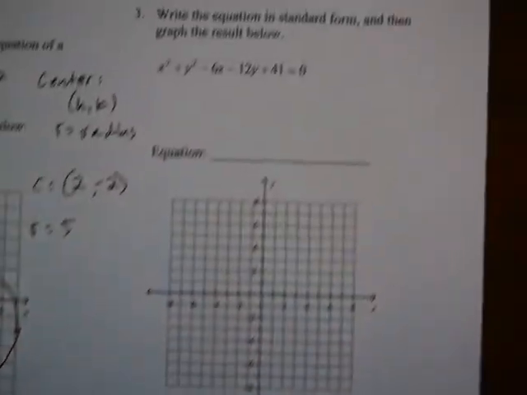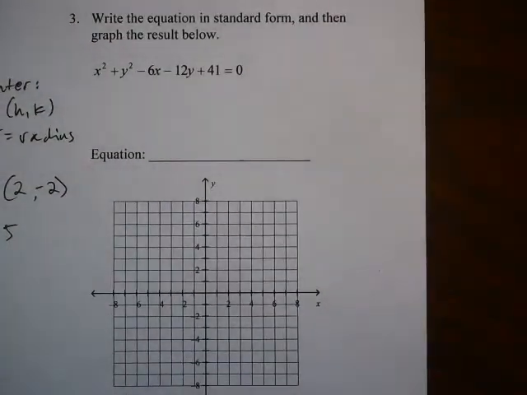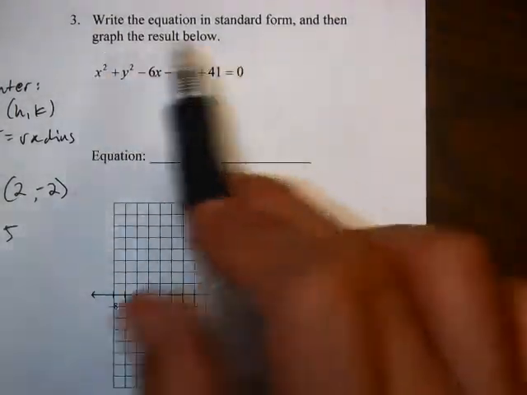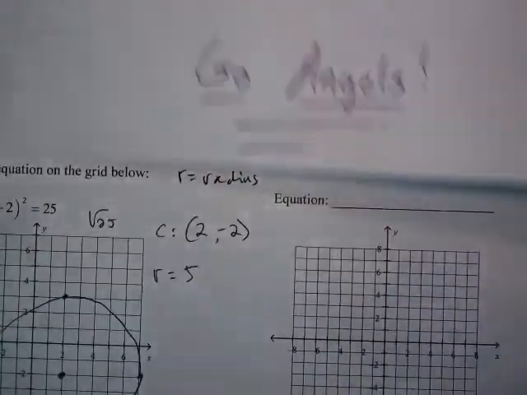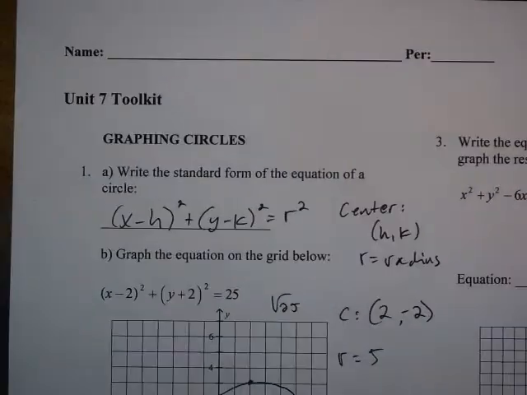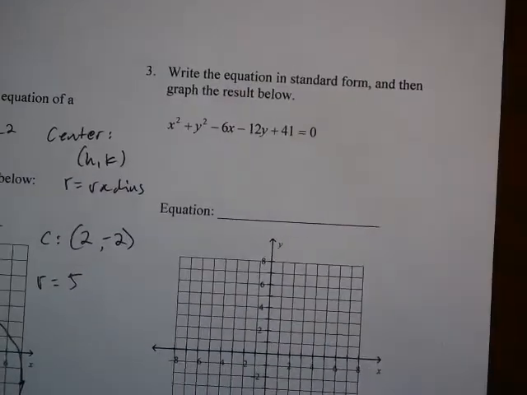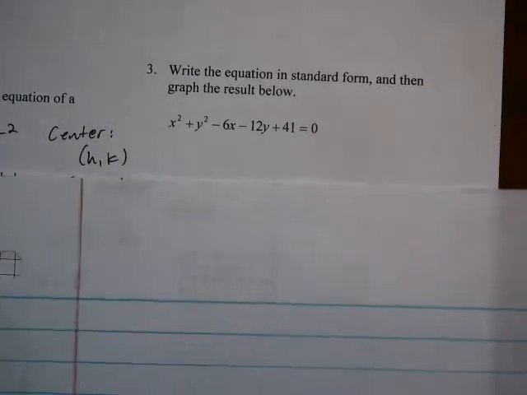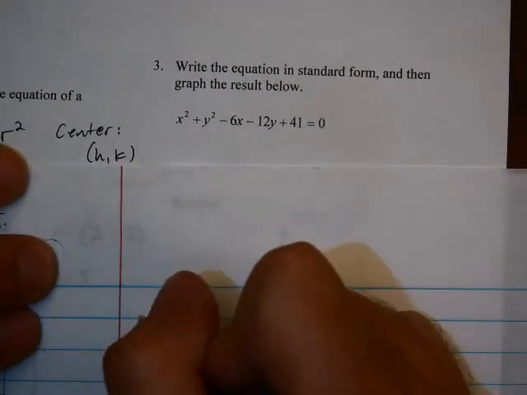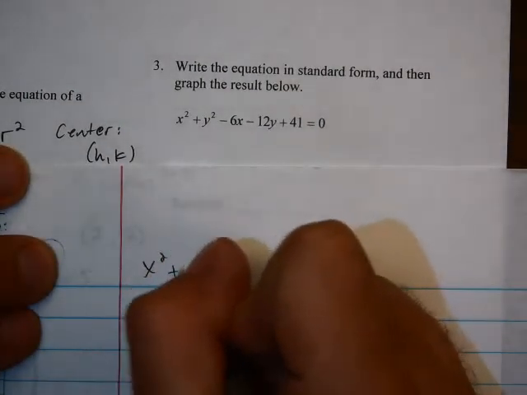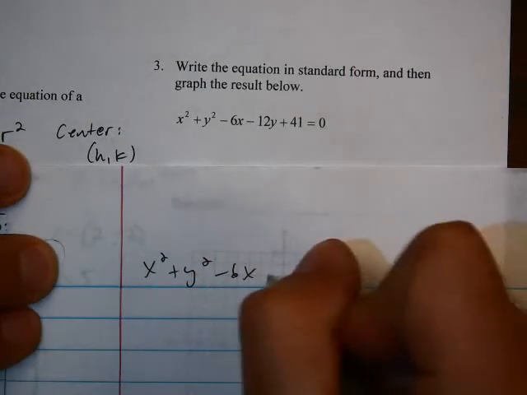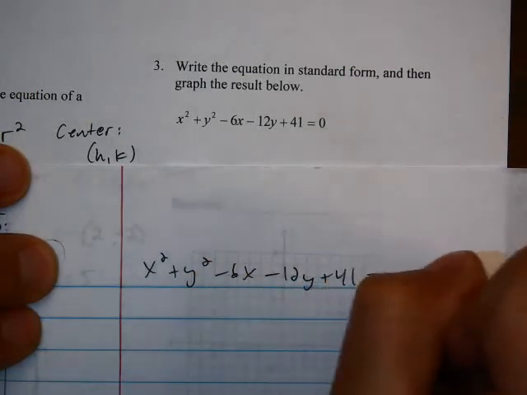2 more in this video. Number 3. We have to write the equation in the standard form and then graph the result below. They give us this long equation, which we want to look like this standard form. So what I'm going to do is write the equation here. I'm going to show the work here because we have quite a few steps to do this. x² + y² − 6x − 12y + 41 = 0.